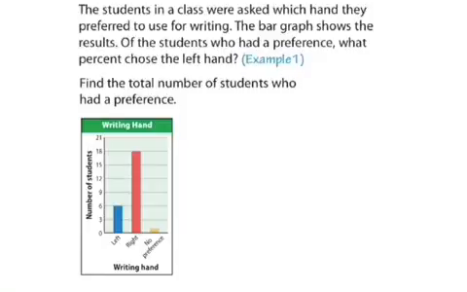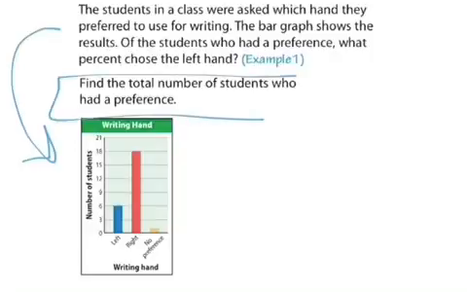It says the students in a class were asked which hand they preferred to use for writing. The bar graph shows the results of that. Of the students who had a preference, what percent chose the left hand? And then it says find the total number of students who had a preference. So we've got two things going on here. What I'd like you to see is the ones who had a preference. Two-part question. Let's look at that. Don't worry about that one just yet.